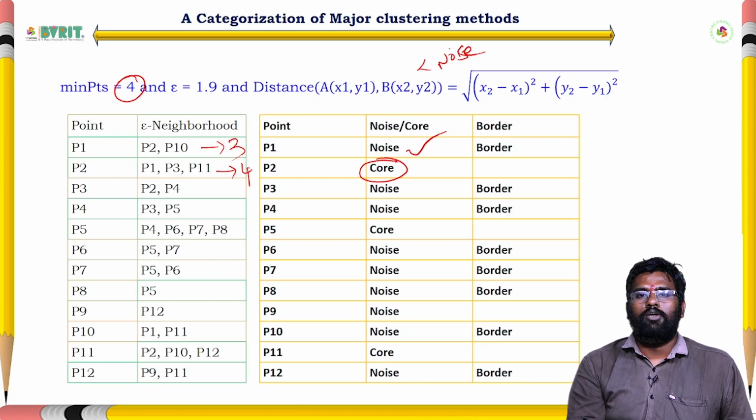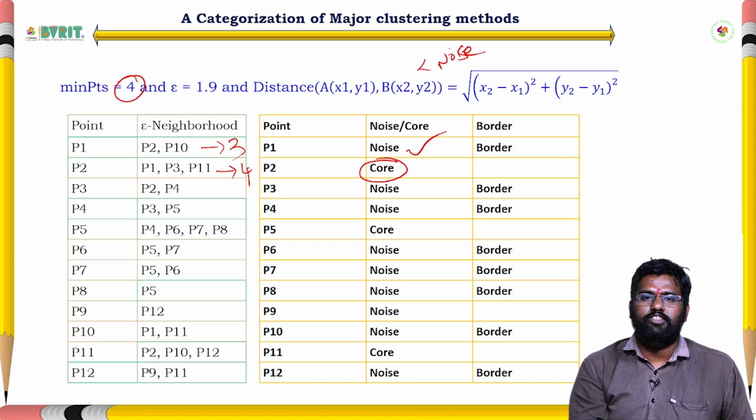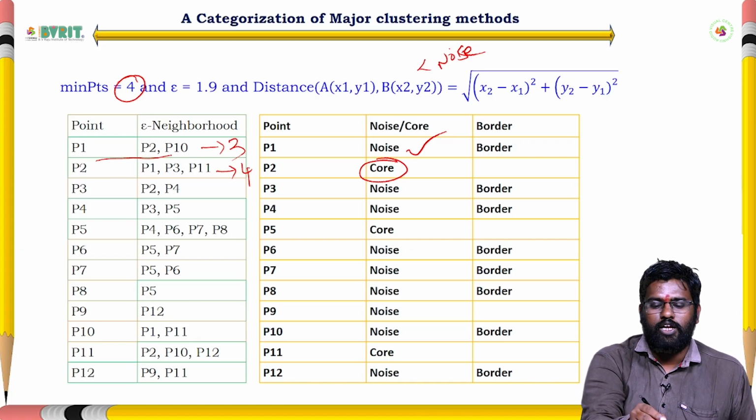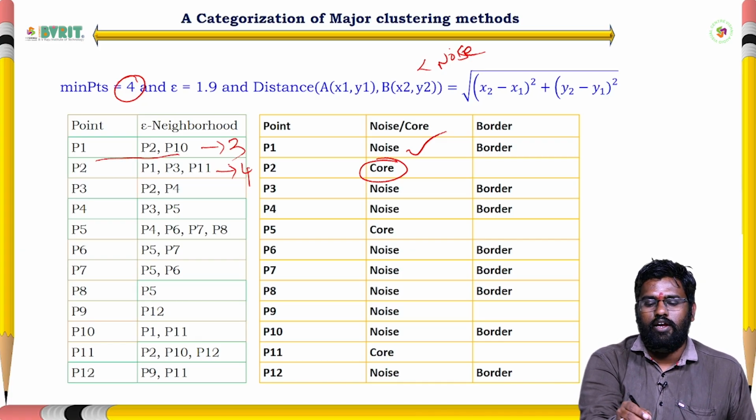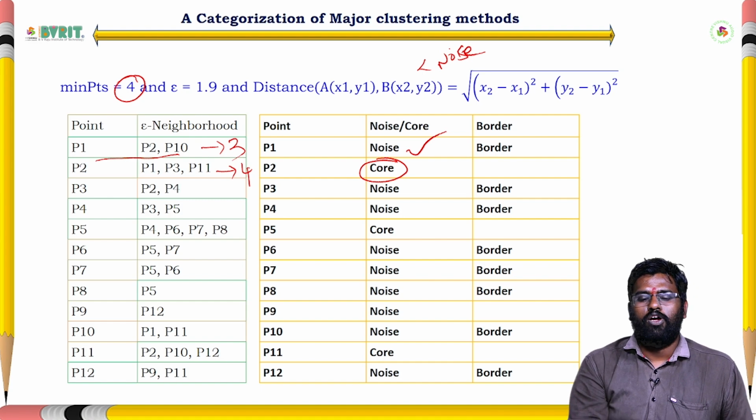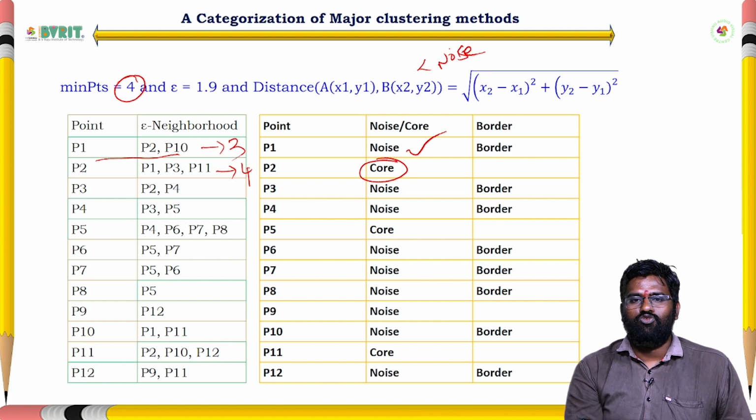Why? Because for P1 and P2, the self loop distances are all zeros, so that also counts toward the minimum value. That's why we are combining P1, P2 and P10. It contains 3 values, plus itself has 4 values. So that is a core, because it reaches the minimum points, that is 4.